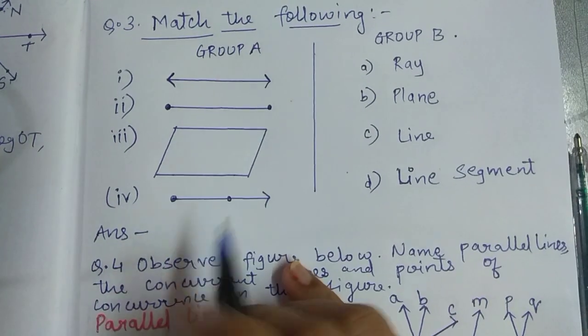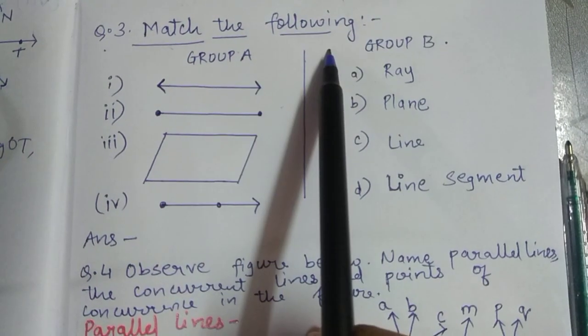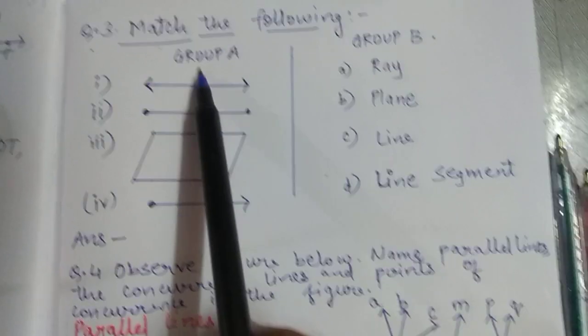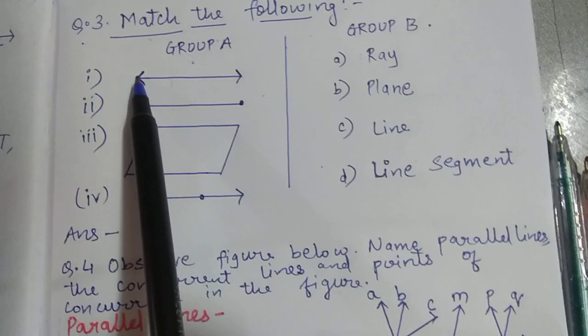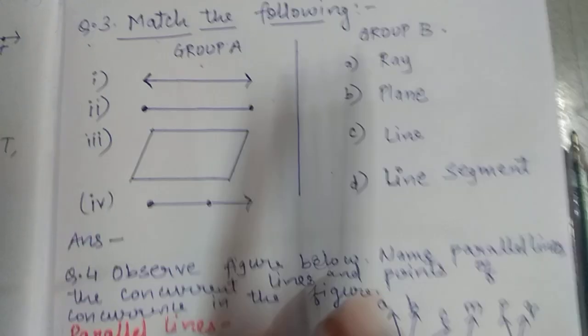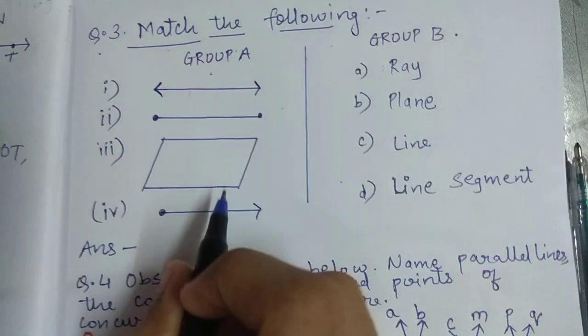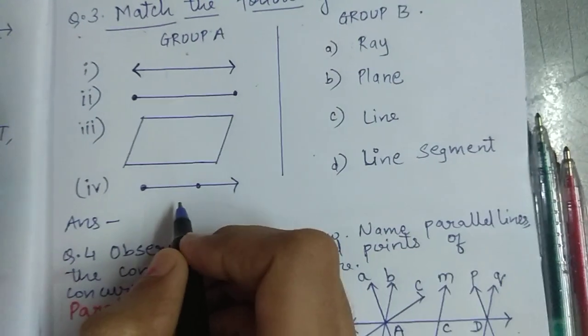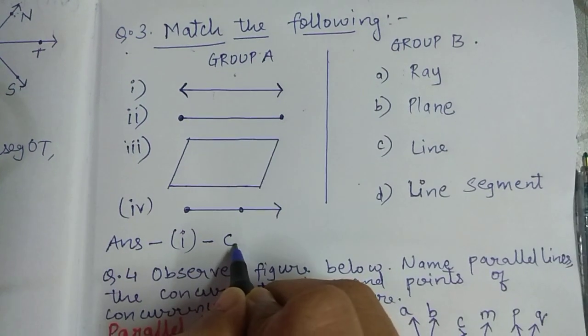Yes. So now practice set question number 3. Match the following. We have to match group A and group B. So first one is line. As we can see, arrow on both the sides. So it is a line. So how we will write the answer below? We will write 1 dash C.